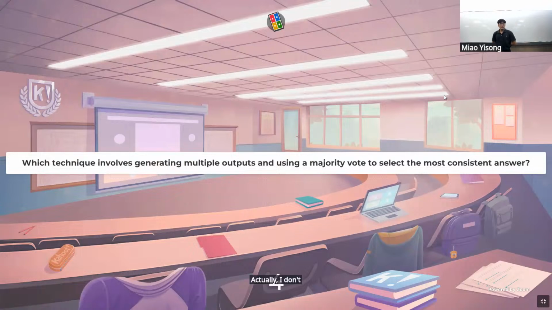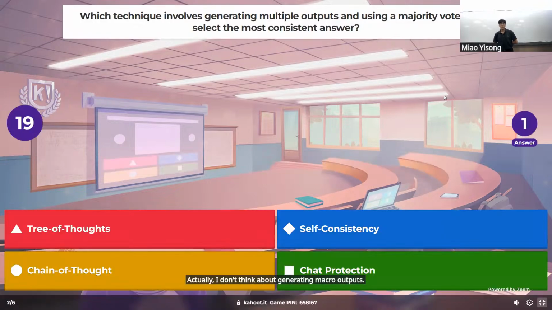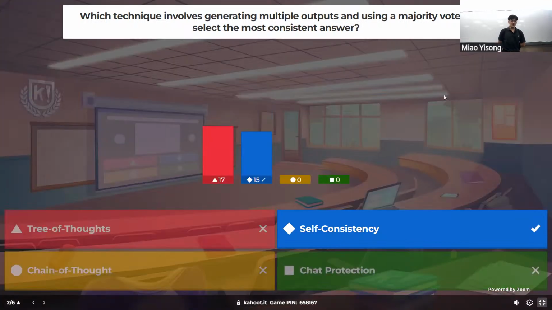The question: which technique involves generating multiple outputs using a majority vote? Yes, self-consistency. Both chain of thought and the small steps are discussed, but self-consistency relies on the majority vote to get a consistent answer.